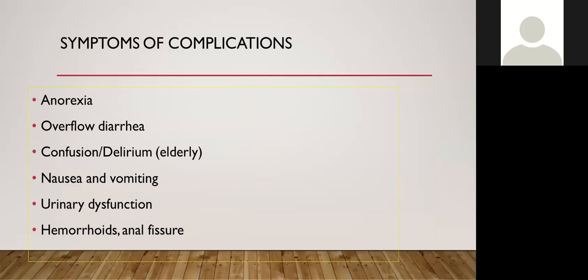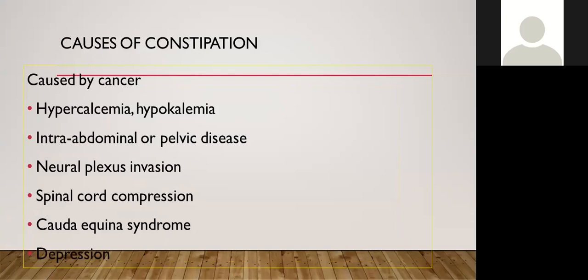If they go on to become complicated, they can have anorexia, they can have overflow diarrhea. In elderly, they can also be confused and delirious, can cause nausea, vomiting, urinary dysfunction, and the hemorrhoids and anal fissure can get worse. What are the causes? It can be caused by cancer. The cancer itself can cause it because of hypercalcemia or hypokalemia. Any pelvic disease can cause it. It can be because of neural plexus invasion.